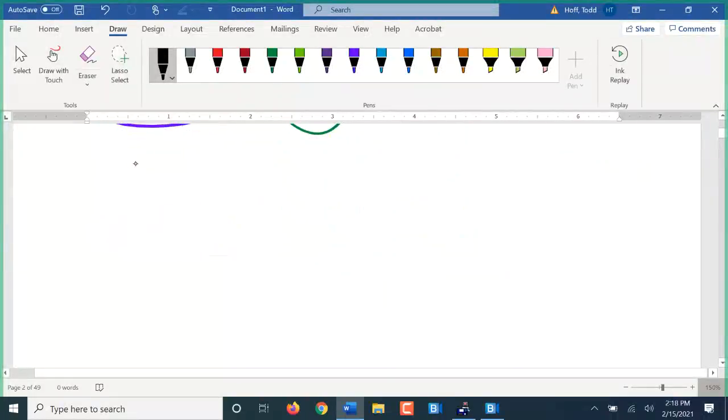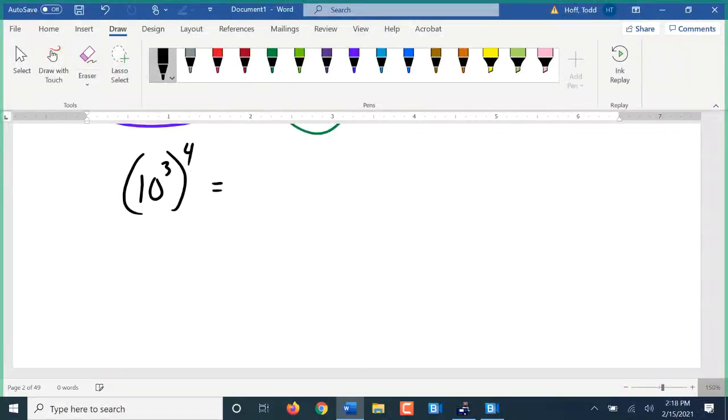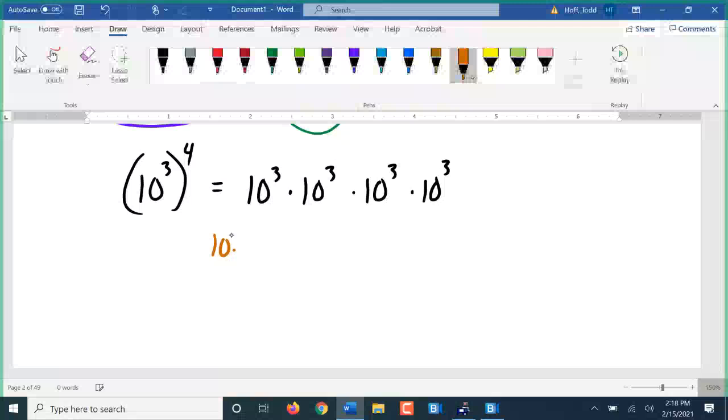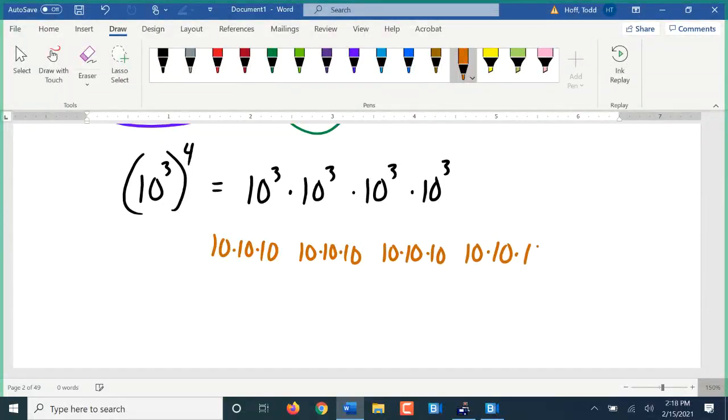Next, we might run into 10 to the third to the power of 4. Well, an exponent to another power, that's just 4 10 to the thirds multiplied together. Well, 10 to the third is 3 tens multiplied together. So I have 3 tens there, another 3 tens here, another 3 tens, and then finally the last set of 3 tens. If those are all multiplied together, I have 12 tens. That's 10 to the 12.